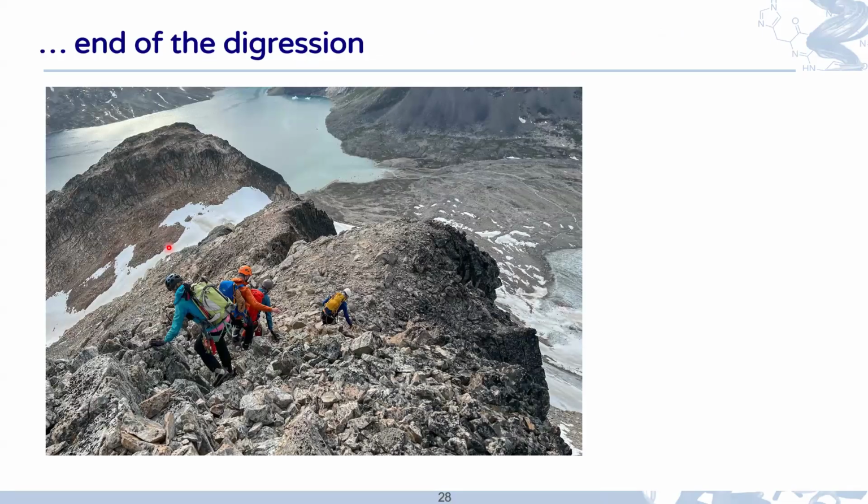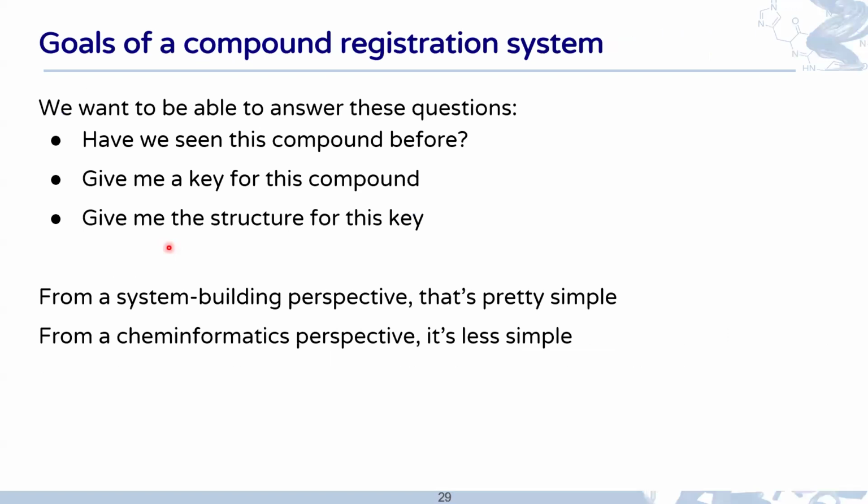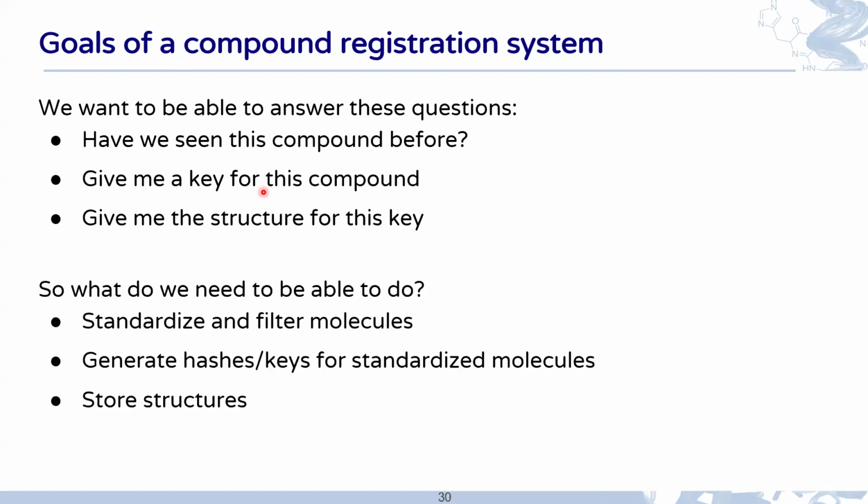Now we're going to go back to talk about the registration system. Hopefully everybody is with me that this is maybe not as simple as it seems. So we saw this already from the system building perspective, that these 3 questions are simple. From a cheminformatics perspective, the have we seen this compound before is maybe not so easy. But what do we need to do if we want to answer that? We need to be able to standardize molecules to solve this, at least solve the resonance structure problem that I showed at the beginning. We probably want to filter molecules.